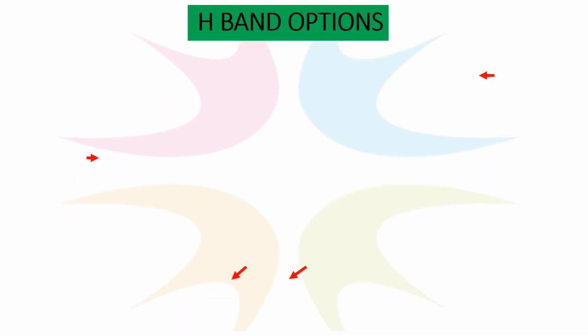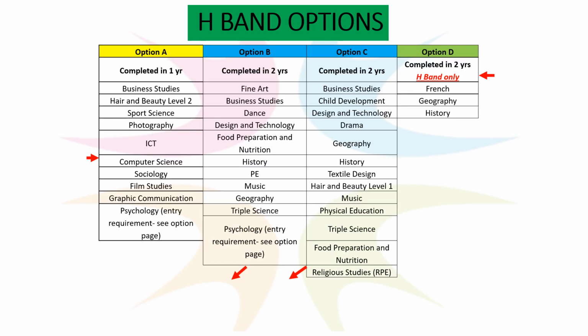This slide is for H-Band options. If you are in G-Band, please skip this slide and go on to the next one. The slide is fairly self-explanatory, so you may want to pause my audio here and take your time to look at the slide in detail. H-Band students do 4 options.